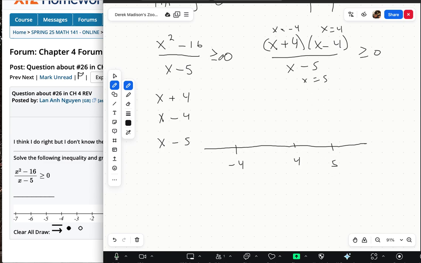And I want where it equals 0, so that means the numerator is going to be solid dots on the 4s. So I'm going to want to include those endpoints. But the denominator, I can't let x actually equal 5, because if it equaled 5, it would be 25 minus 16 divided by 0, and that would be undefined. So anything that's in the denominator, whether there's an equal here or not, you need to be careful to exclude.